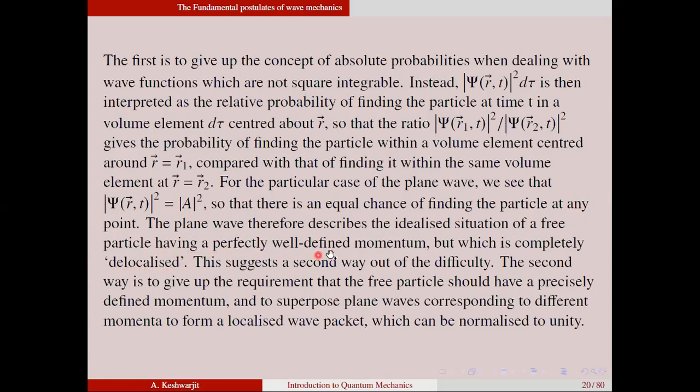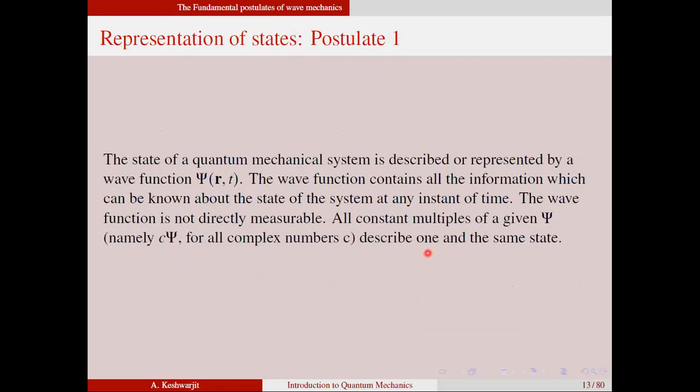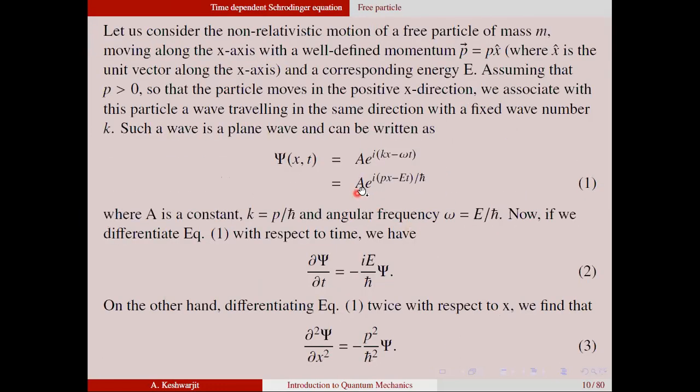And the particle has a perfectly well-defined momentum. The particle has a perfectly well-defined momentum because we can see from the wave function of the free particle, which is given by A e to the power i(px minus Et), that here p is the momentum of the particle. So this wave function representing a free particle has a perfectly defined momentum, which is given by p. Momentum is perfectly defined, and its single value is p.